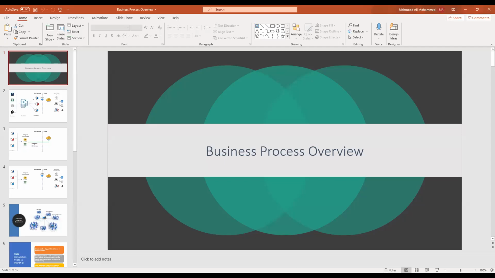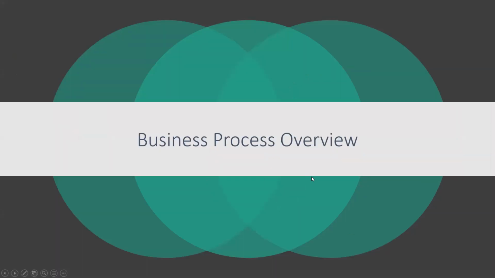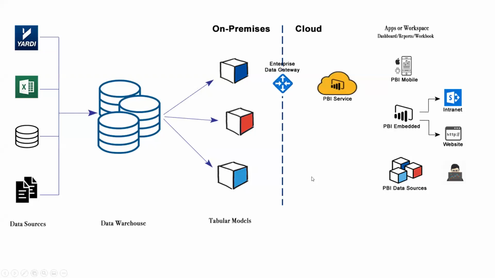All right. So today we'll try to focus on business process overview. So this is like an overview picture. What you're seeing here to the left, we have different data sources that will be available in one specific organization.